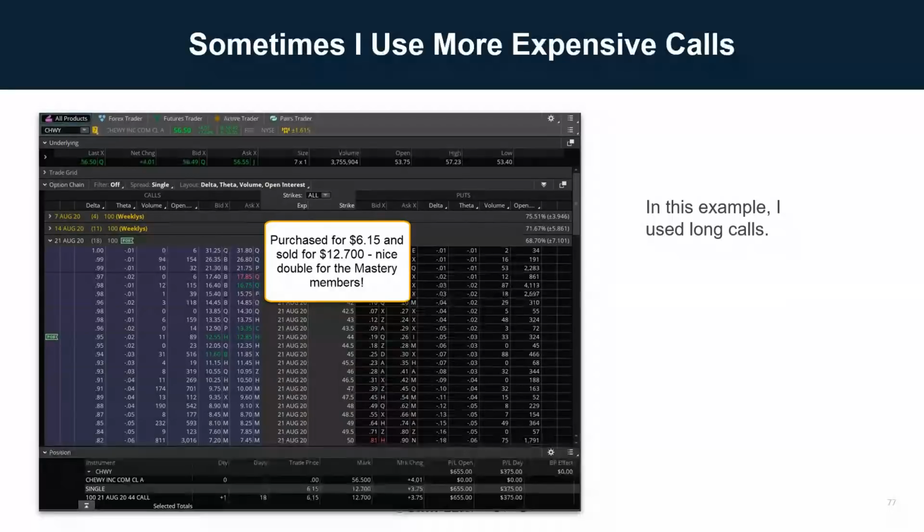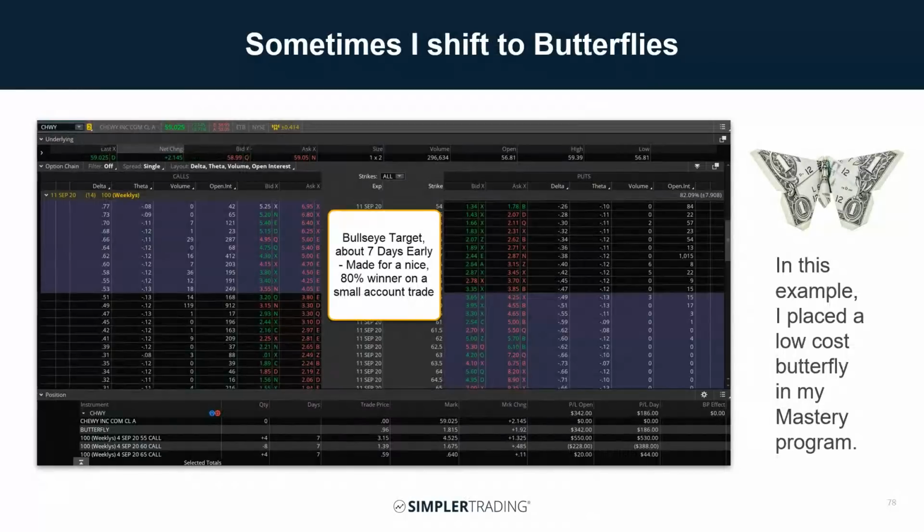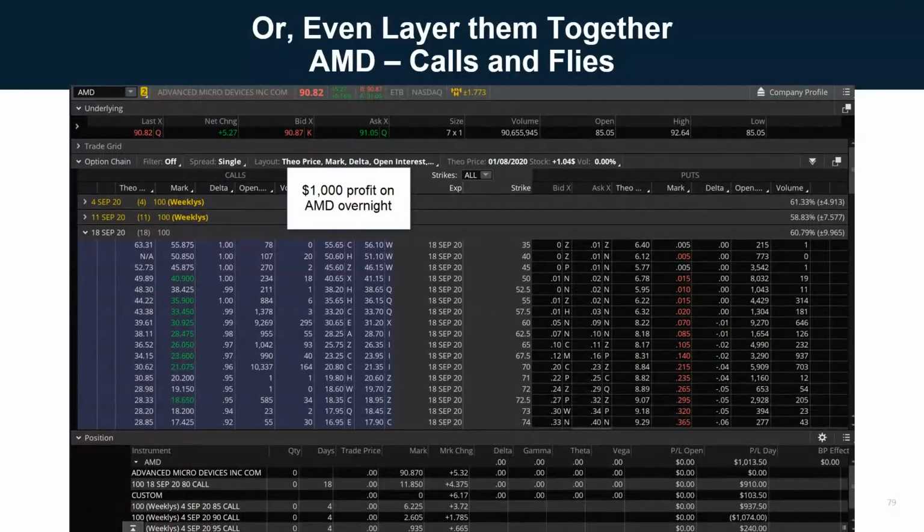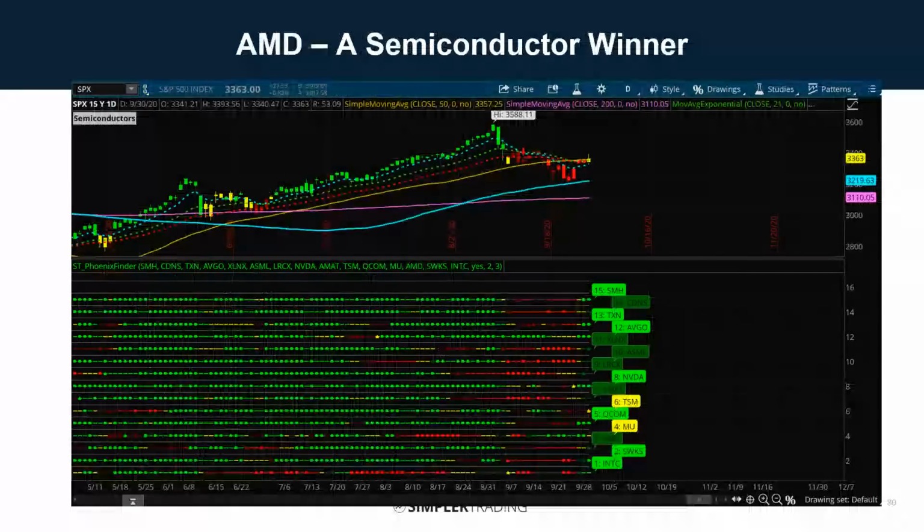So there's also going to be times where I use a little bit more of an aggressive strategy. In this example with Chewy, I bought them for $6.15 and sold them for $12.70. And on this trade example, I did a small trade, okay? It was only $96 in options. 80% winner, sold it for $1.80. And sometimes when I have a magic combo, that is when I layer it up. In this example, I had long calls in addition to a fly that led to $1,000 profit overnight, okay?